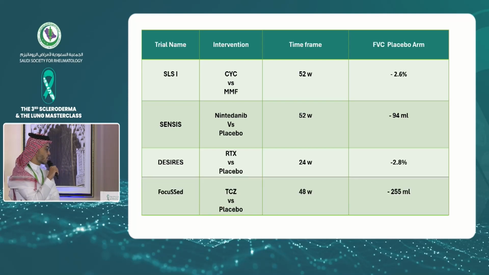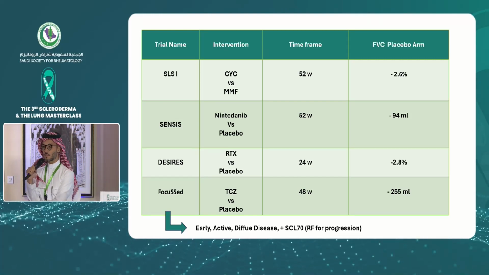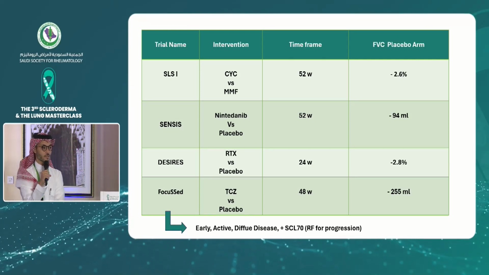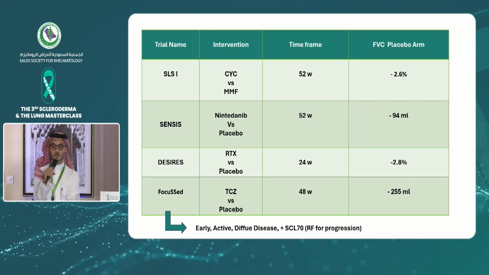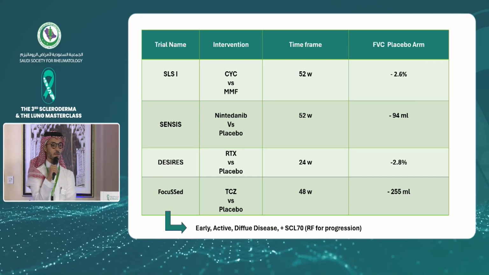The last one was the FOCUSSED trial, where they looked at tocilizumab versus placebo over 48 weeks, and the almost annual reduction in forced vital capacity was 255 ml in the placebo arm. There is a huge difference between the FOCUSSED trial and the other trials, because it included patients with active disease, diffuse, SCL70, high CRP. All of those are risk factors for progression. So it tells you that you have to pay attention to the risk factors in your patients to identify those likely to progress, and those patients will likely need early and aggressive treatment.